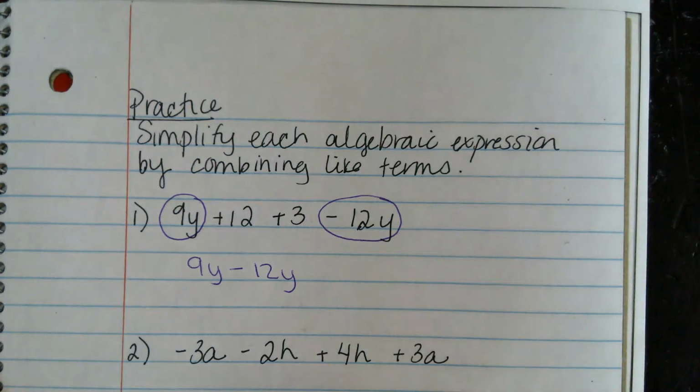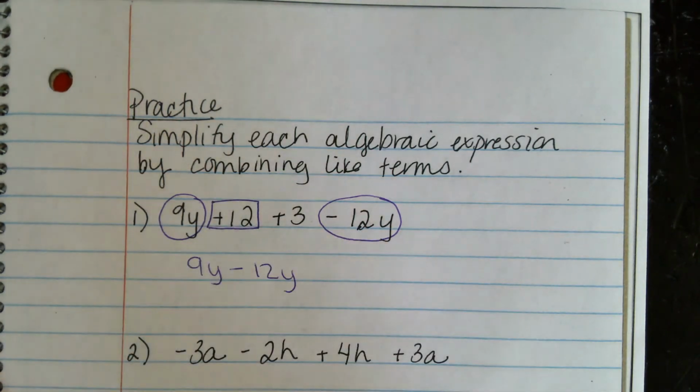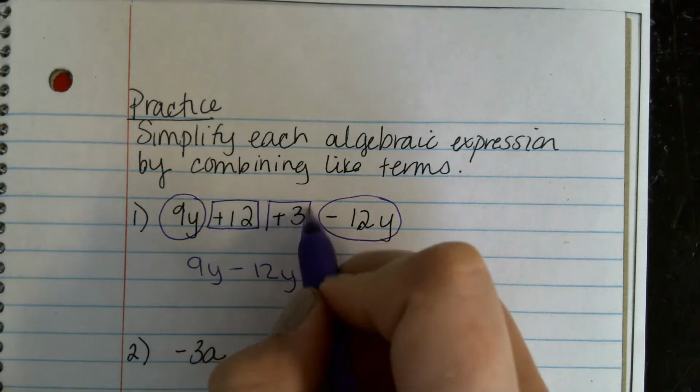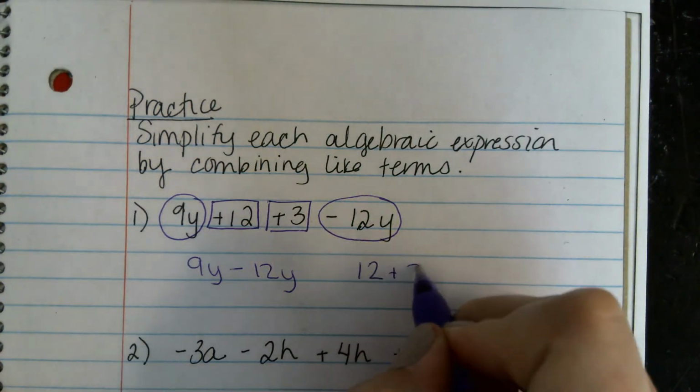Next, I'm going to use squares on just my constants. And remember, those constants are just solo numbers. So I'm going to put a square around the 12, and I'm going to put a square around the 3. And I'm going to write 12 plus 3.